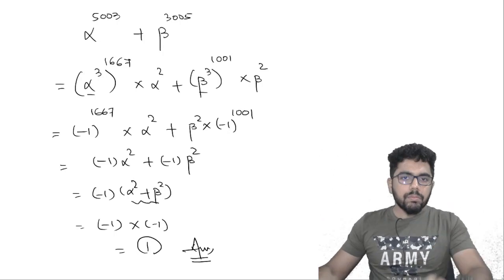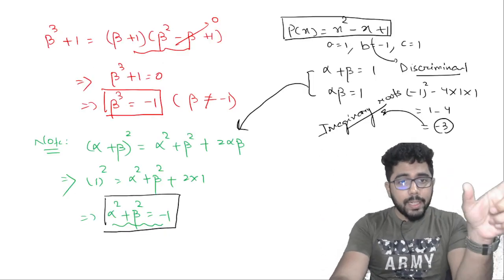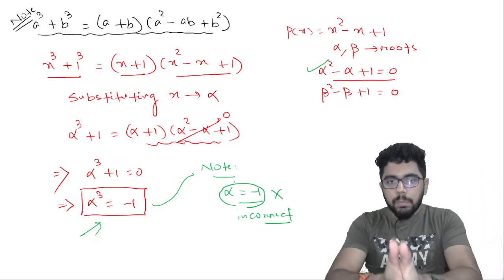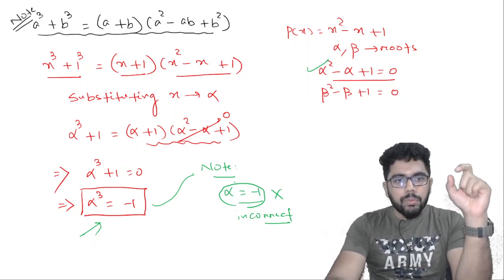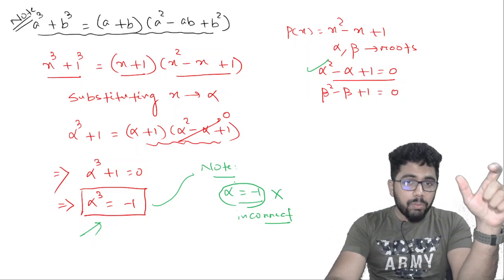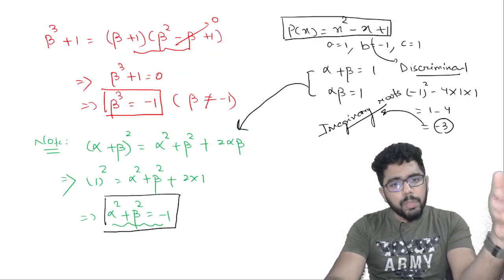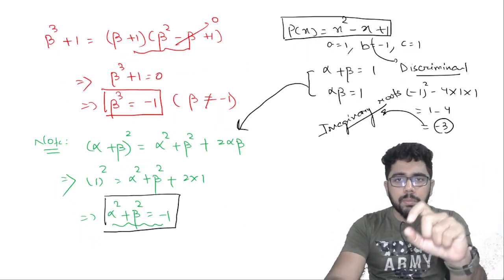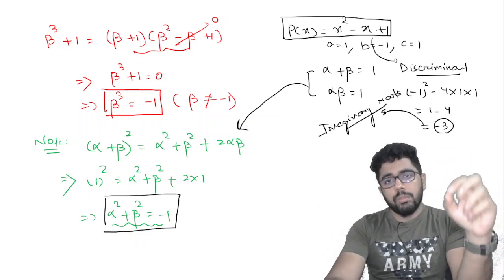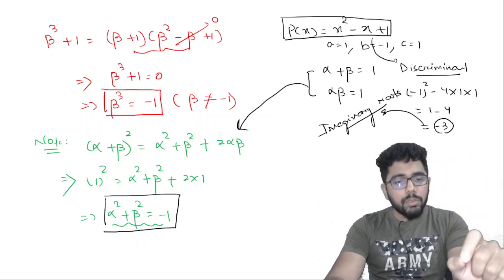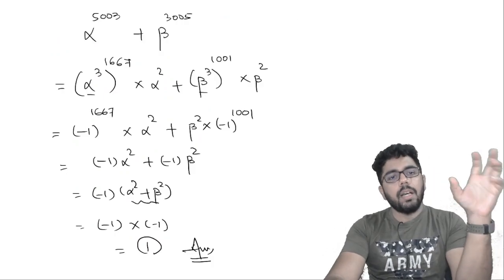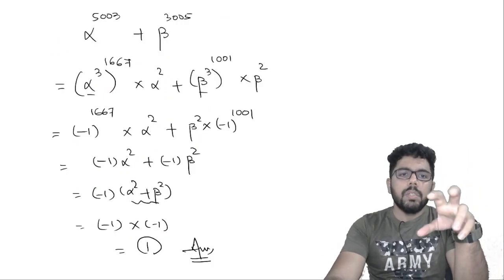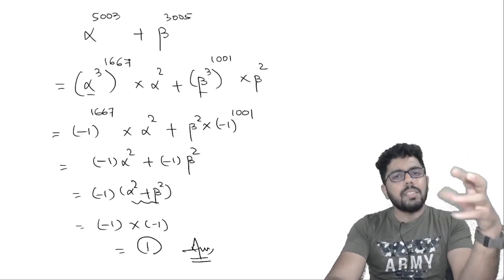Beautiful question. And how beautifully this identity, a cube plus b cube equals a plus b into a square minus ab plus b square, is integrated. So first in place of x I put alpha, I get the value of alpha cube. Similarly I'll get the value of beta cube, and then alpha plus beta we got as sum of roots, alpha into beta as product of roots. From there you get the value of alpha square plus beta square, and then you just do this, you will get alpha to the power 5003 plus beta to the power 3005, and as such any power given now you can calculate.